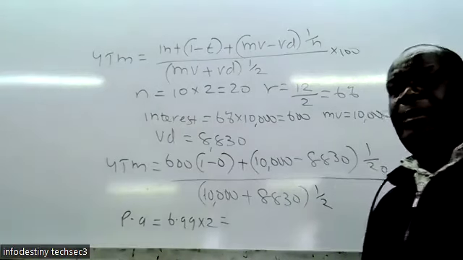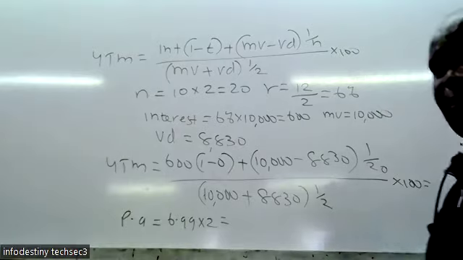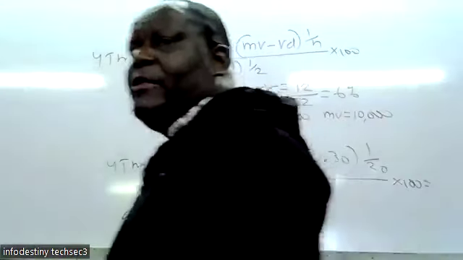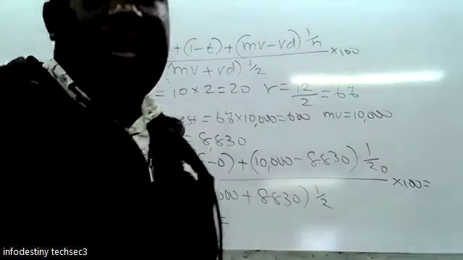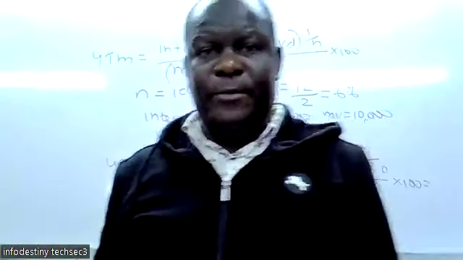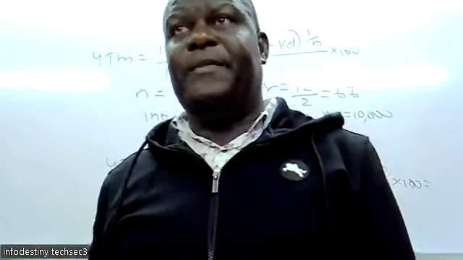When you multiply by 2, what should you get? Because we require per annum. 13.9. Yeah, so multiplied by 2, because what you have calculated was semi-annual, but we require per annum. So multiplied by 2 to get per annum. So that is now the yield to maturity.